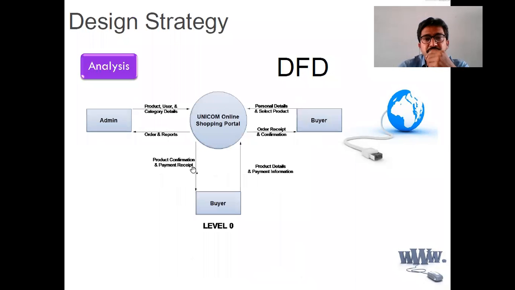If you talk about the same in level 0, there are admin, buyer, and the Unicom online website: external entities and one process. We are just giving some detail. Admin can add products, there are user category details. Means in this website they can put the products over there. They can allow the users to categorize the total details. And whatever orders are received will be sent to the admin. So not that much detail, only abstract levels. What responsibilities the website has with admin, what admin can do for the website, what buyer can do with the website, what the website can do for the buyer.